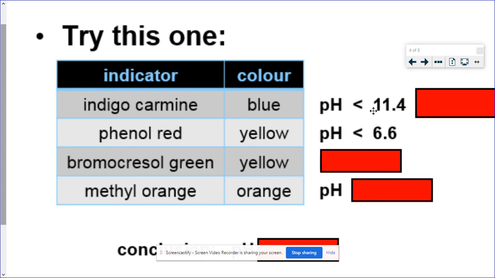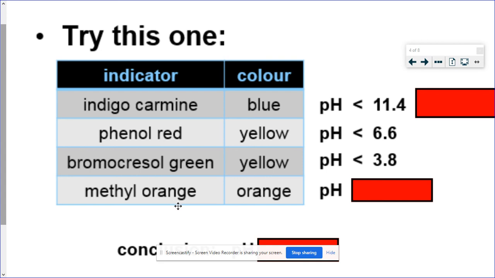So now indigo carmine is pretty much useless to us because we just keep decreasing our pH. I take bromocresol green, and I put that in my unknown solution, and I see that it's yellow. So therefore, I know that the pH has to be less than 3.8. So now our first two that we've used are useless to us. Lastly, I take methyl orange, and I put it in my unknown solution, and I see that it is orange.